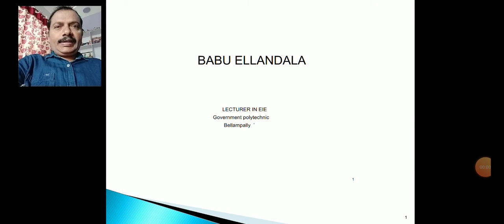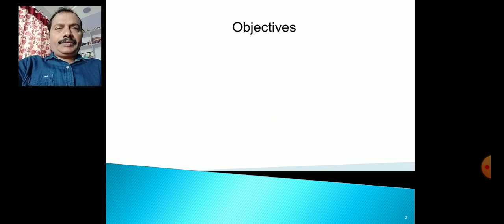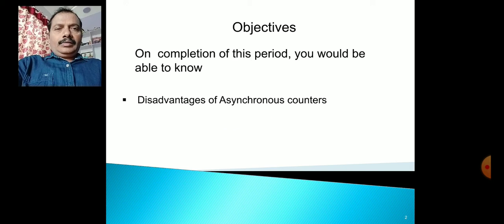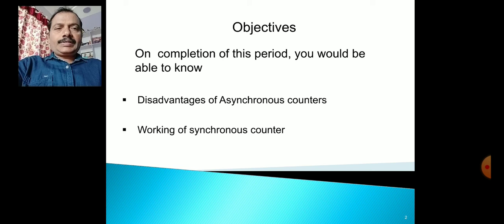On digital electronics, we are discussing the design of sequential logic circuits. In this lesson, our objective is to discuss the disadvantages and advantages of asynchronous counters, and the working of synchronous counters. And before that, let us review the previous class, that is design of asynchronous counters.